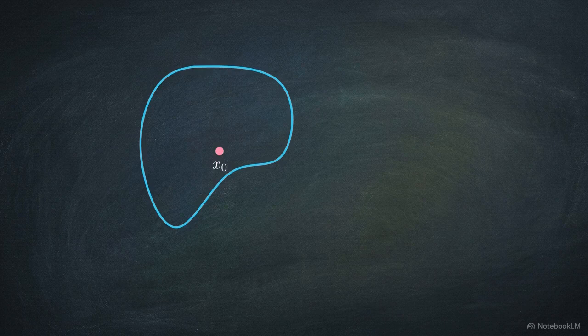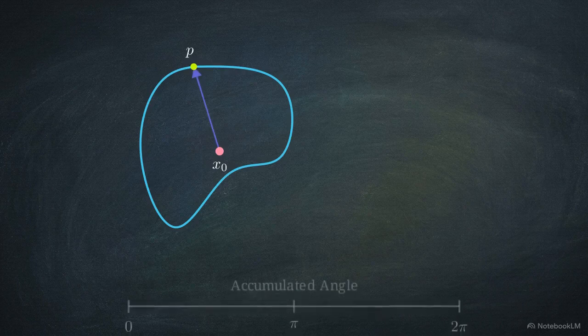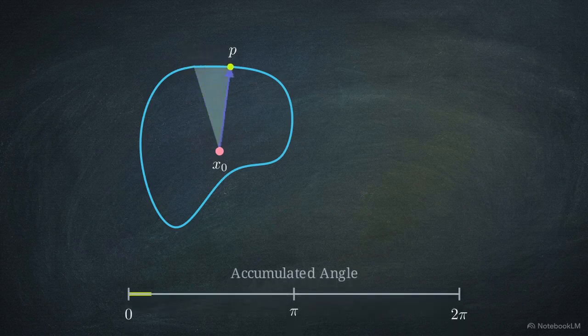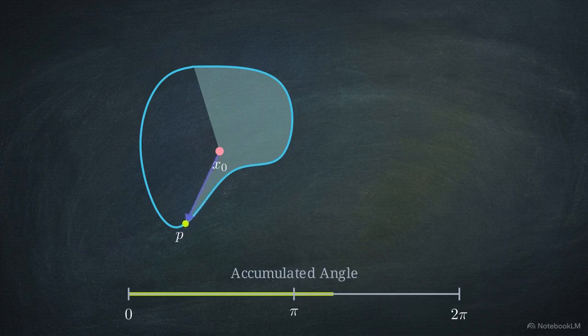To measure the rotation of a curve, we establish a geometric baseline. We place a distinct reference point, x0, strictly off the curve. Next, we draw a tracking vector connecting our reference point to point P resting directly on the curve. As point P traverses the entire loop, the vector sweeps around. The continuous accumulation of that vector's angle gives us our winding number.